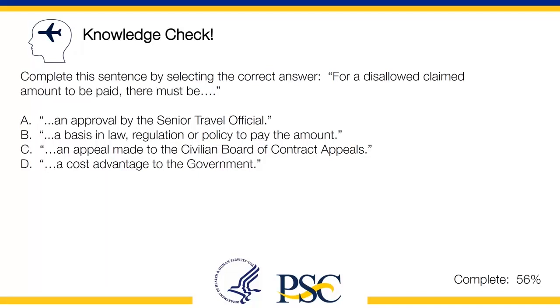Complete this sentence by selecting the correct answer. For a disallowed claimed amount to be paid, there must be A. An approval by the senior travel official. B. A basis in law, regulation or policy to pay the amount. C. An appeal made to the Civilian Board of Contract Appeals. D. A cost advantage to the government. Pause the video, consider your response, and then resume to learn the answer.